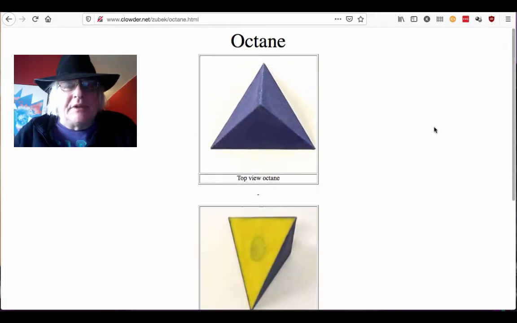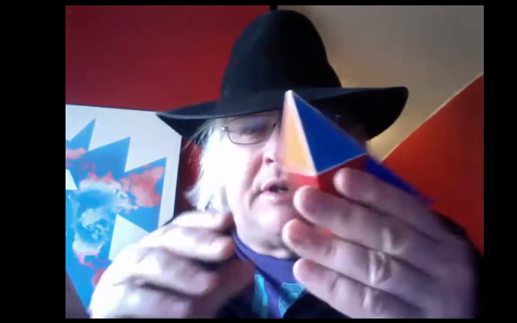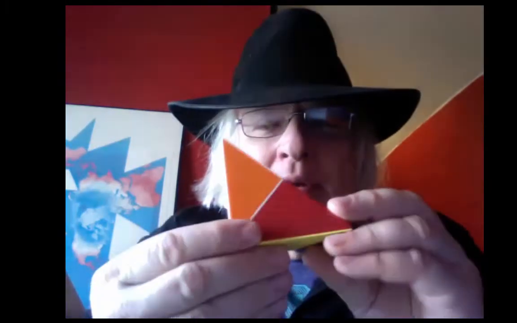So this is a namespace. It belongs to Frank Zubek. So it's the Zubek namespace. And there are invented names like solid kite and double corner. Double corner, to make a connection, is the ortho scheme, which means two consecutive right angles. As you're driving along a zigzag, and there are two zigzags that make a tetrahedron, you get to turn.